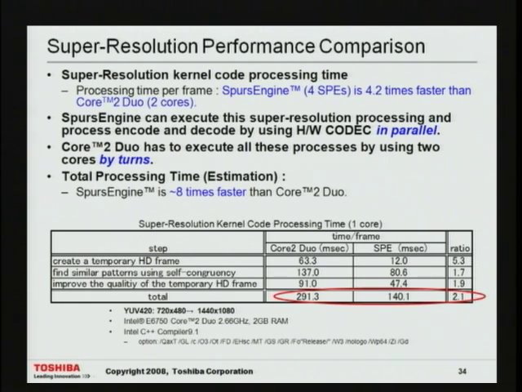So SpursEngine can execute super resolution processing and process encode and decode by using hardware codecs in parallel. On the other hand, Quad 2 Duo has to execute all these processes by using two cores by turns. An estimation of total processing time using transcoding speed: SpursEngine is about 8 times faster than Quad 2 Duo processor.